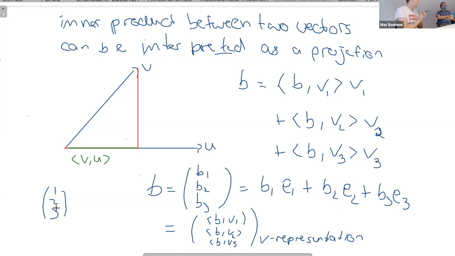But there's a difference between the abstract vector, like a point there, and the representation in a base. These are two different things, like the two sides of the equation.